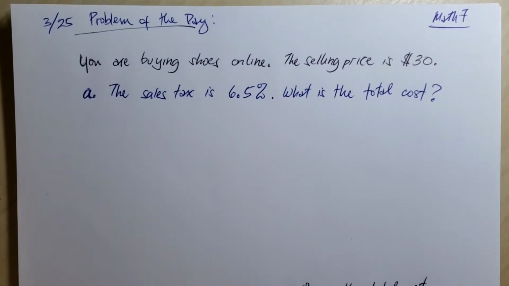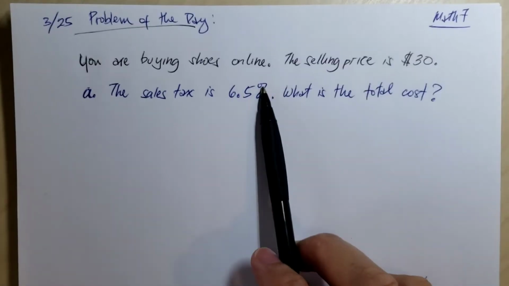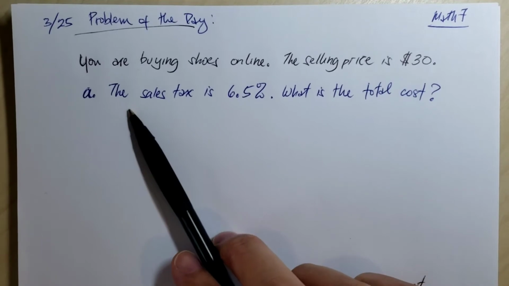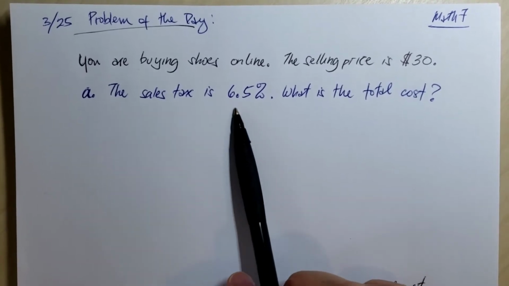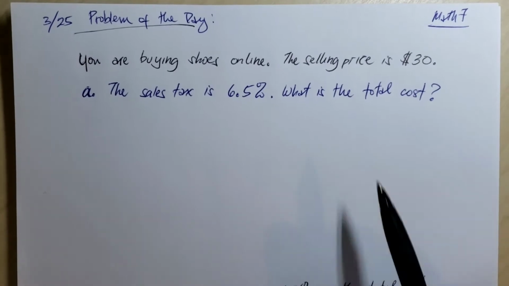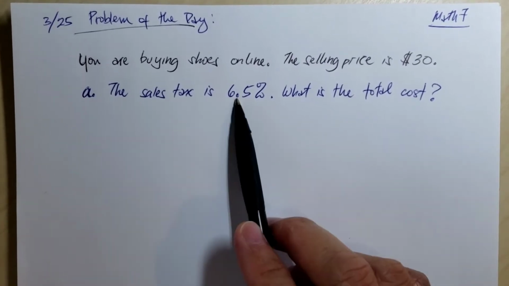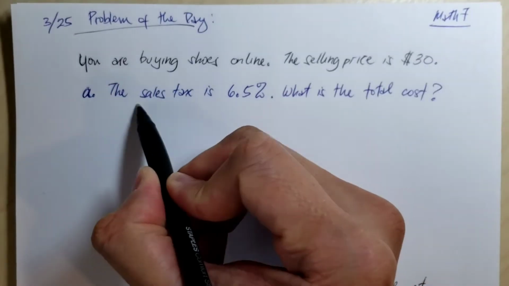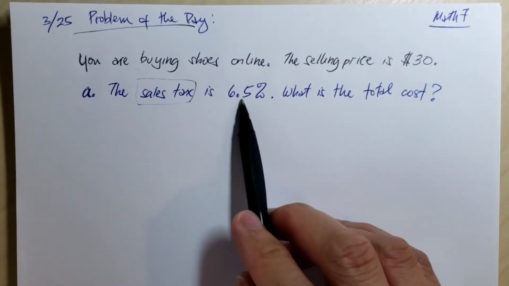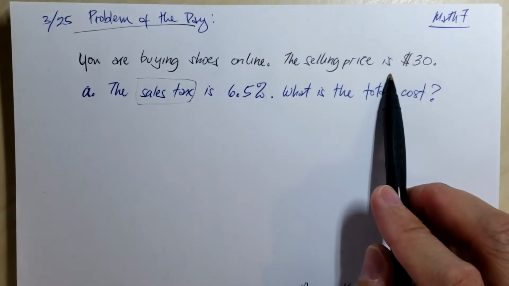Hello students. So the problem of the day states that you are buying shoes online and the price is $30. So first question, the sales tax is 6.5%. What is the total cost? So again, the sales tax is 6.5%. What do we do with the sales tax? Yes, we do add the 6.5% to the selling price.